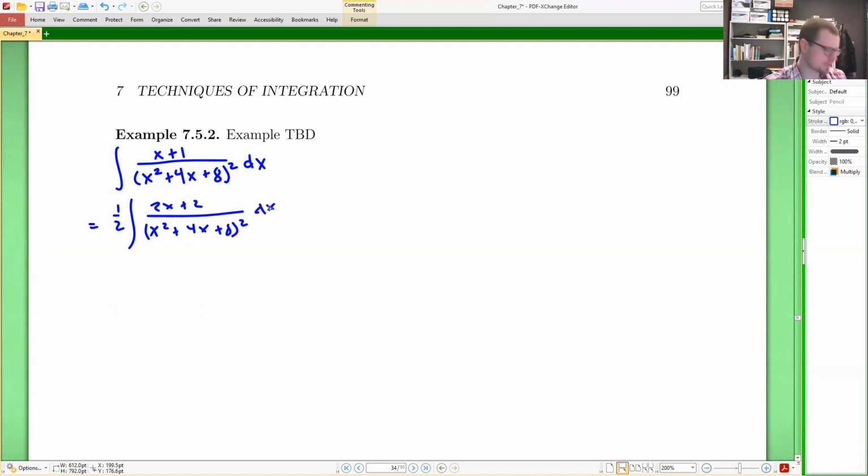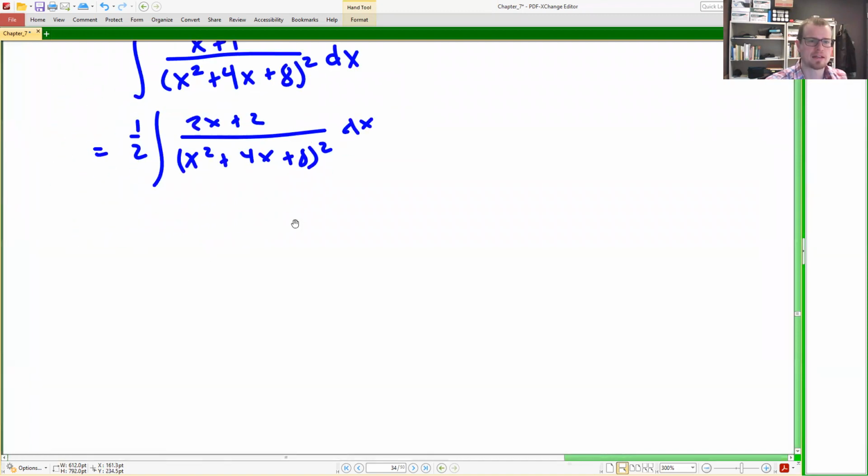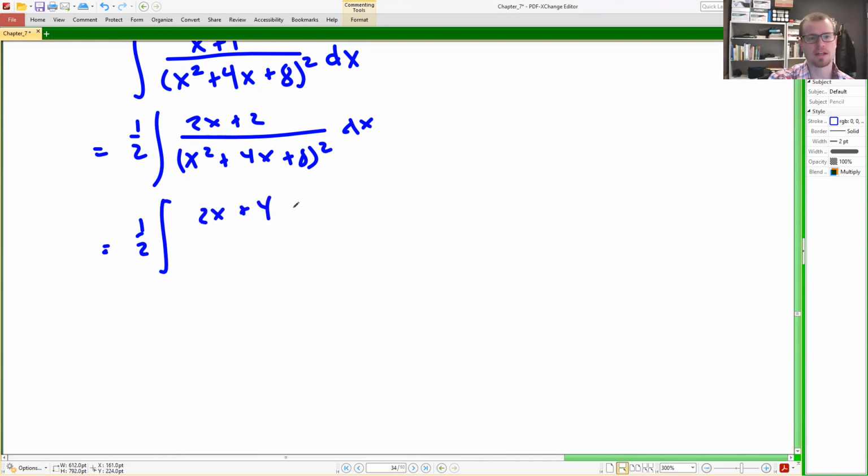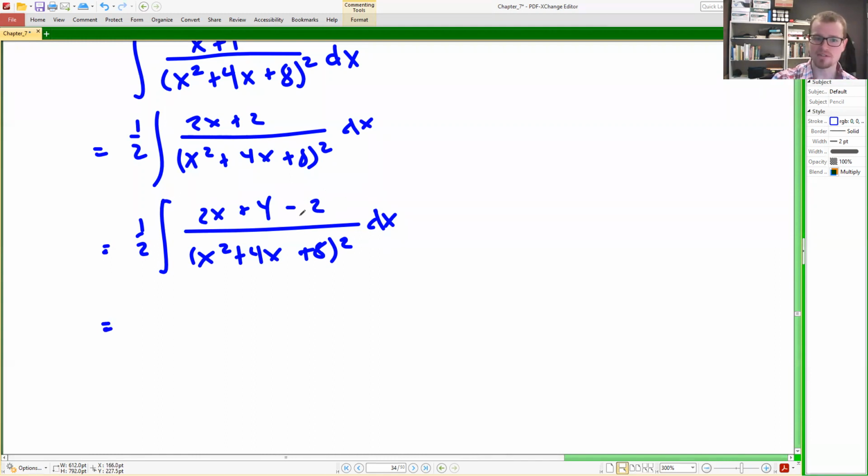I'm going to add another 2 in the numerator. So I have 1/2 times the integral of 2x plus 4 by adding 2. And then I'm going to subtract 2, so it's overall the same, and I have x squared plus 4x plus 8. Remember, what we're doing here is trying to make the numerator look like the derivative of the denominator, this quadratic. So we're looking to have 2x plus 4. And I have that 2x plus 4, I just have this extra minus 2.